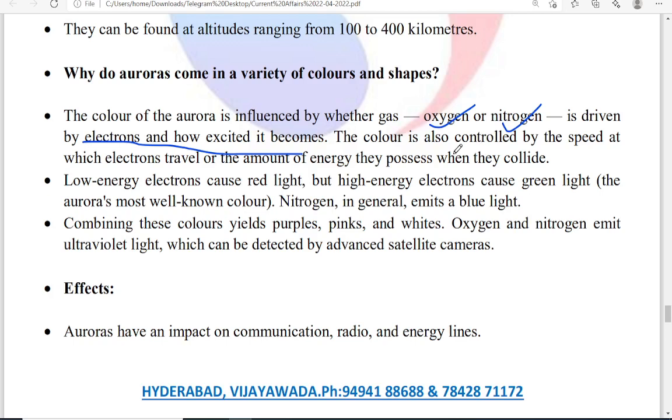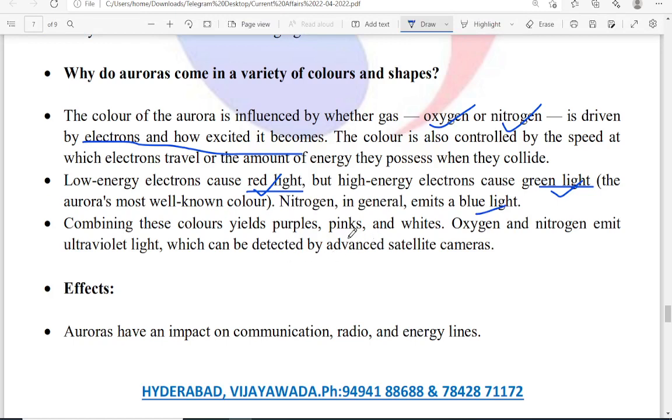The reasons are different. As you know, each light has a different frequency, which means the bombardment energy supplied to the atom, or the excited energy present in the atom, will result in different types of light. Based upon the frequency, they may give red light, green light or violet light. Low energy electrons cause red light, and high energy electrons cause green light. Nitrogen generally emits blue light. Combining all these colors gives purple, pink and white. Oxygen mostly emits ultraviolet light, which can be detected by satellite cameras as well.